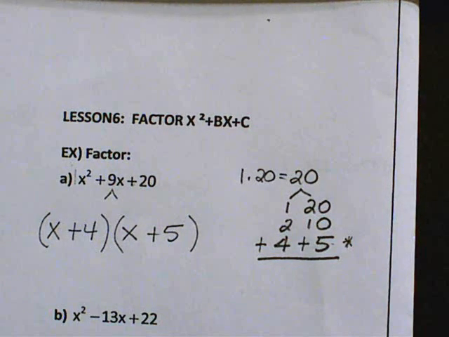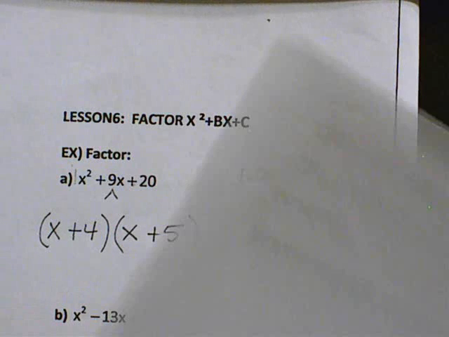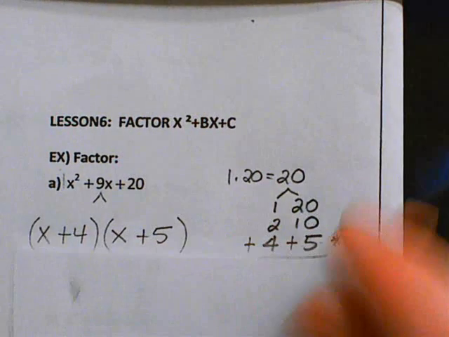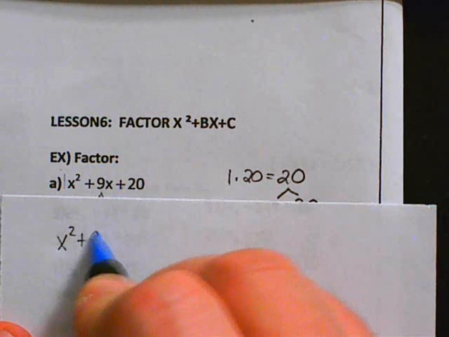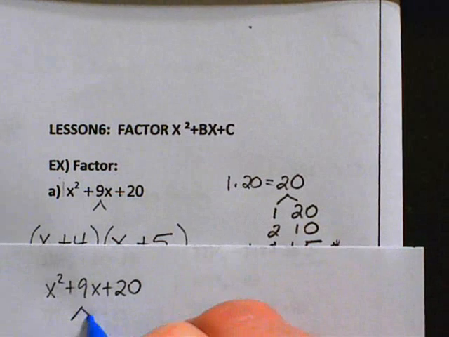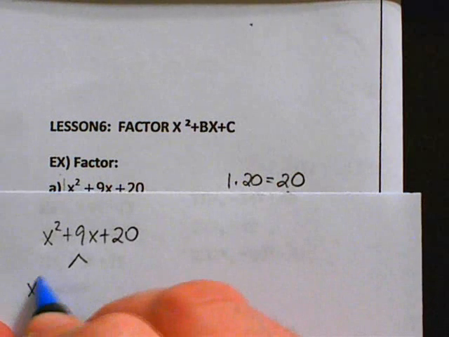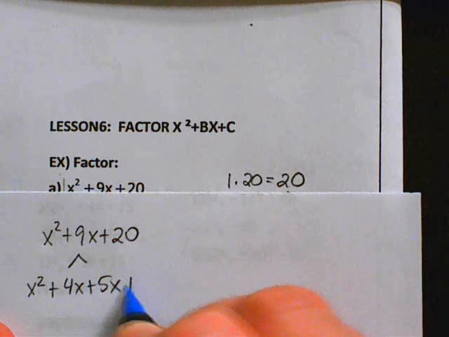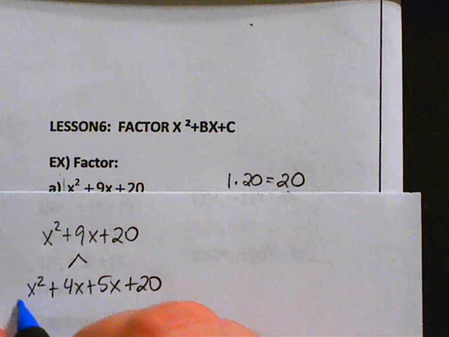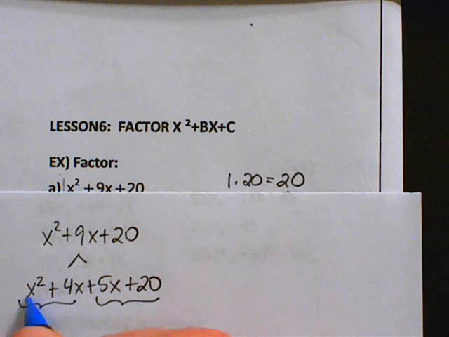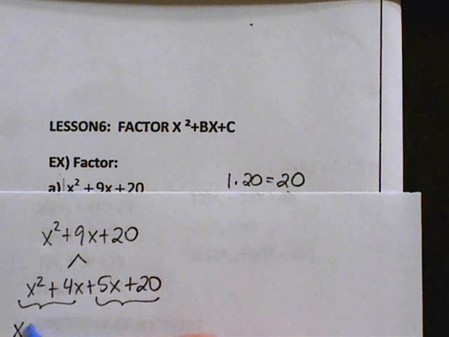Let me just show you here on the side. So basically, before, let me write it over here. We had x squared plus 9x plus 20. And when we found the 4 and 5, we would break down the 9x as x squared plus 4x plus 5x plus 20. That's what we used to do before. Now, what can I factor from the first two terms? The answer would be an x. So x squared divided by x is x.